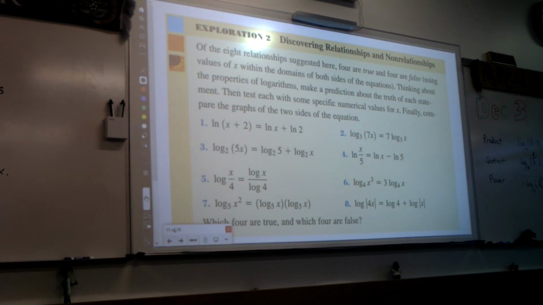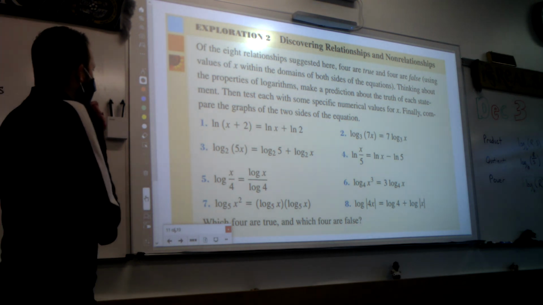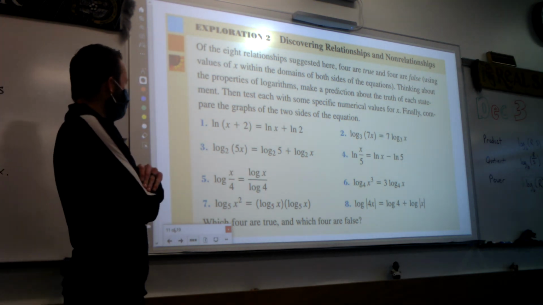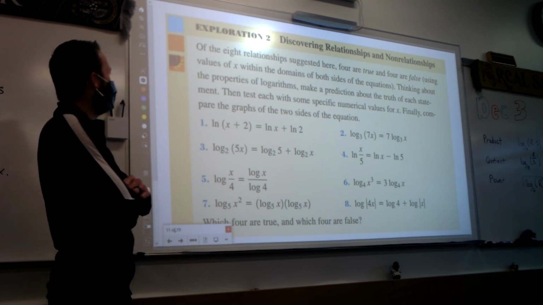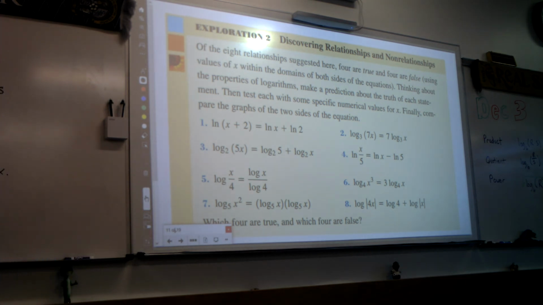Here's what you're going to do with your neighbor here, okay? There are 8 equations on the board. They're also in your notes, right? 4 of these are true, 4 of these are false. And what I want you to do is to work with your neighbor and figure out which 4 are true and which ones are false. And if you want, you could replace x with a number as a way of checking it on your calculator, okay? So I'm going to give you about 5 minutes here. Try this out.